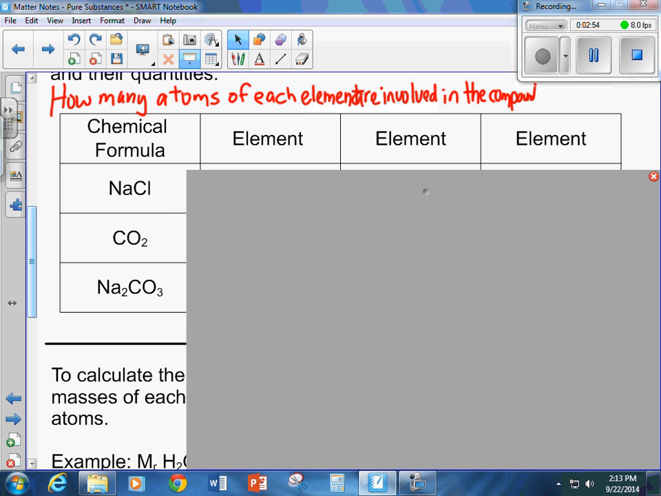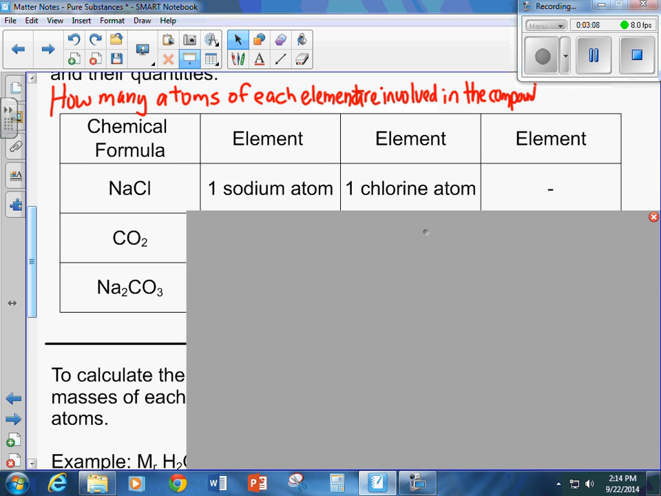So for the first substance here, sodium chloride, identify which elements are involved in the compound and tell me how many. And when we look at this, we have one sodium atom and one chlorine atom. Remember, when we take a look at the element Na, there's no subscript behind Na. So there is only one atom of sodium, and the same applies for chlorine, the Cl here, only one atom of chlorine.